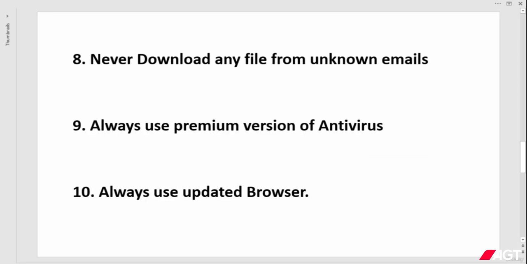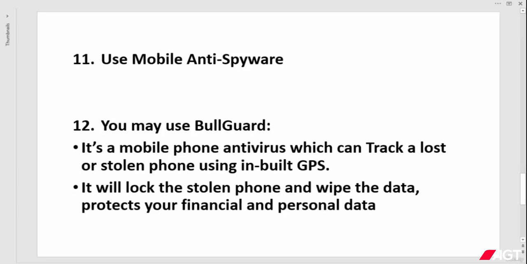Again, never download any file from unknown emails, unknown websites, or any unknown sources. Always use the premium version of antivirus, because in the free or trial version you are not able to completely use all of the security features of an antivirus program. Always use an updated browser. Also use a mobile anti-spyware, which would help you detect spyware in your mobile phone and remove it.